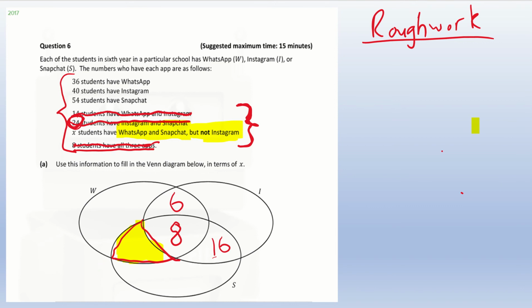So I'm going to put an X in here because that's what it tells me to do. And seeing as there's an X in there, and this is the part A of the question, if you were to guess, you could look into the future and make a really good estimate that in the B part of the question, they will ask you to find out what X actually is. In regards to this question here, we don't have to solve what X is just now, because if you look at the part A of the question and read it, use this information to fill in the Venn diagram below in terms of X. That means there should be an X in your Venn diagram somewhere.